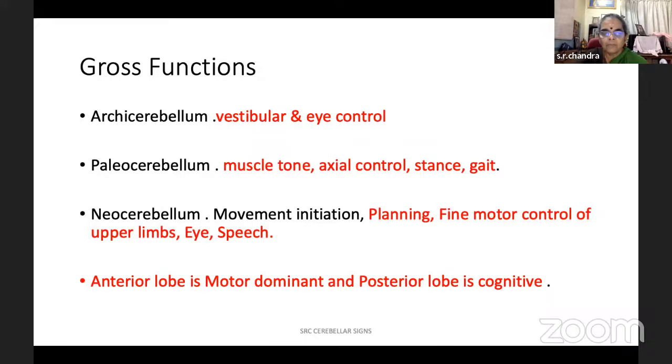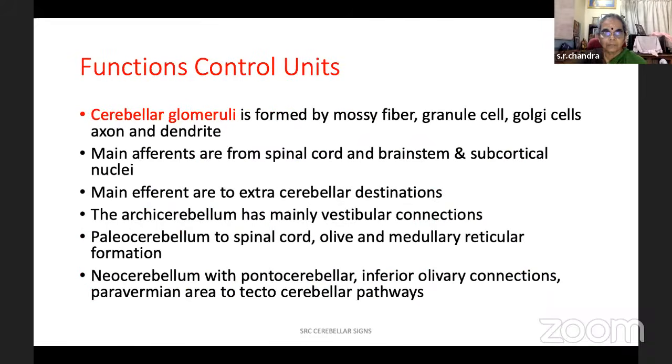This you remember, the anterior lobe is the part of the cerebellum anterior to the great horizontal fissure. That anterior lobe I showed you in the sagittal cut as well as in the picture of the cerebellum. The posterior lobe is for cognition and the anterior lobe is for motor functions.